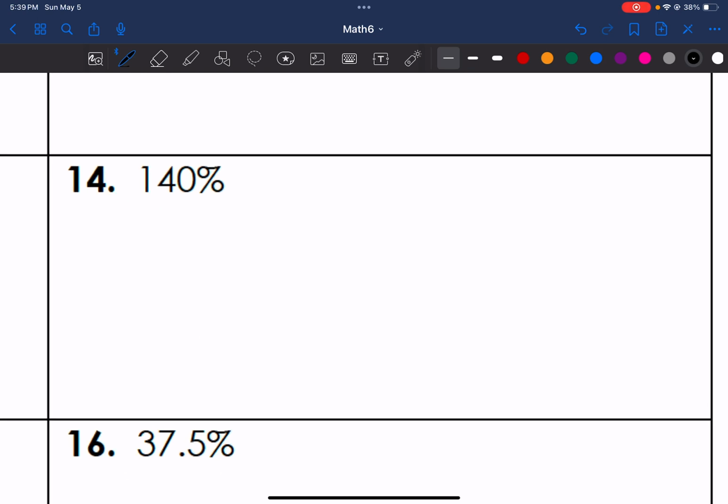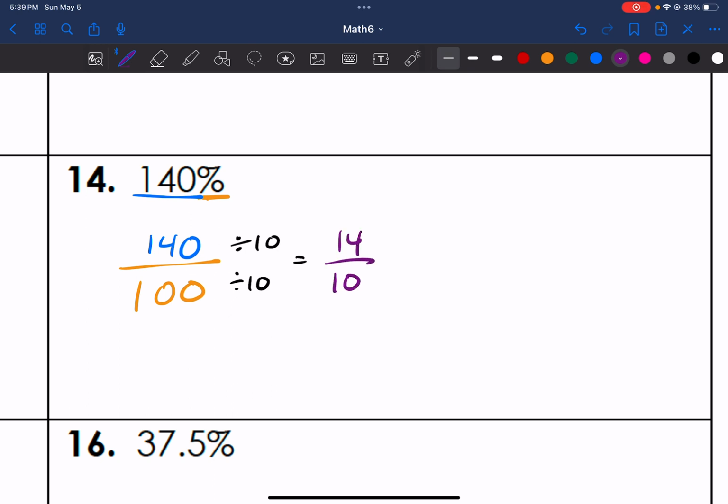It says it's 140%. Okay, well, take the percent, put it over 100. The rest of it goes on top. Let's divide this down. We can divide it by, let's say, 10. Let's see what we get. We get 14 over 10. Not done yet. Let's divide by 2. We get 7 over 5. Ooh, that's done. This is it.